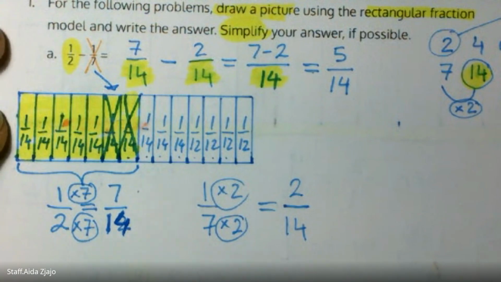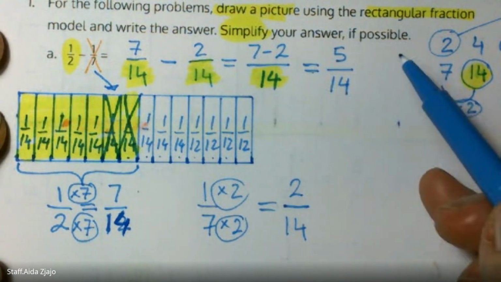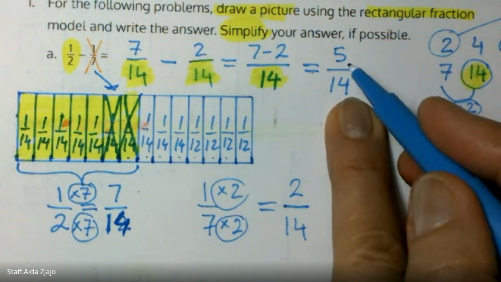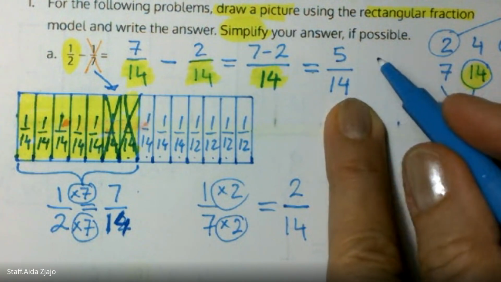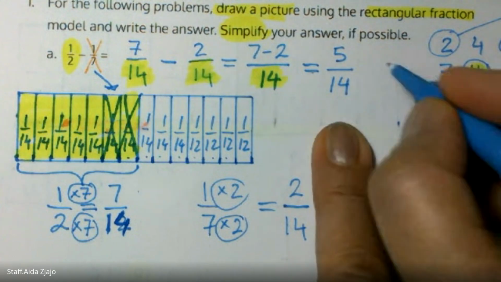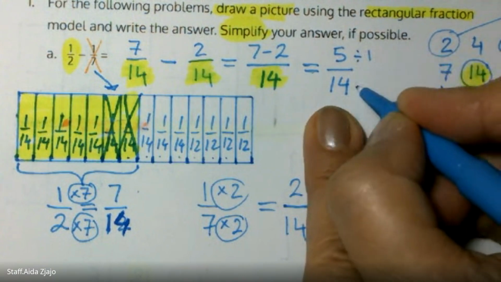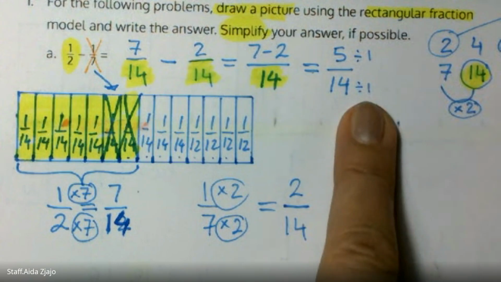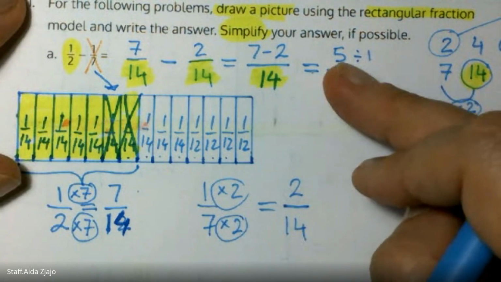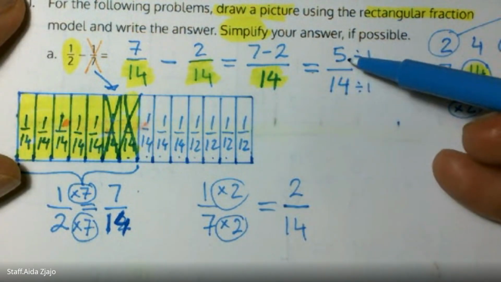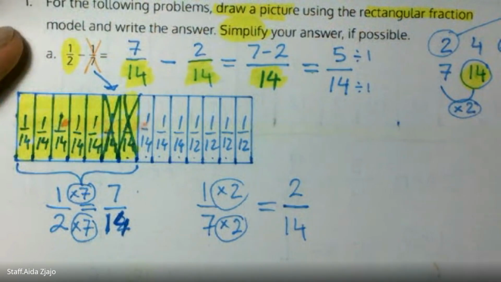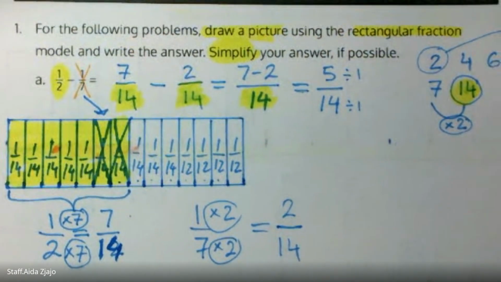So they asked, is it possible to simplify this? It's not, because 5 is a prime number. So the only number you can divide 5 by is 1, only 1. So dividing by 1 will give you the same number. So you can't simplify if you have a prime number in your fraction. Okay. That would be problem number 1.